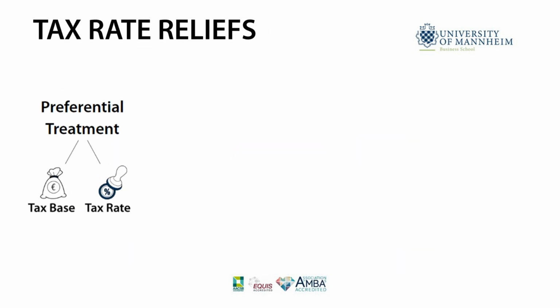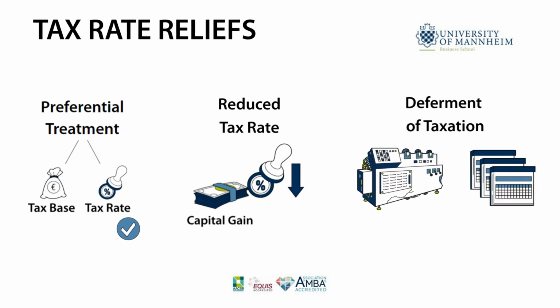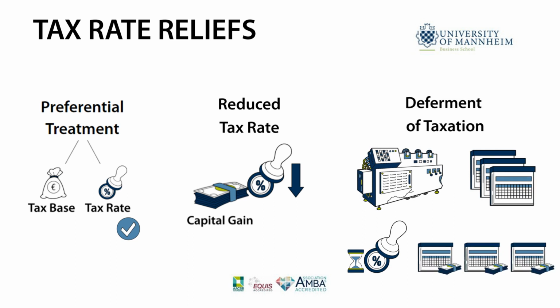For a preferential treatment using the tax rate, two methods may apply. First, capital gains can be taxed at a reduced rate. Second, taxation may be deferred if an asset has been held long-term. Under deferment of taxation, the corresponding capital gains can be spread over multiple years.